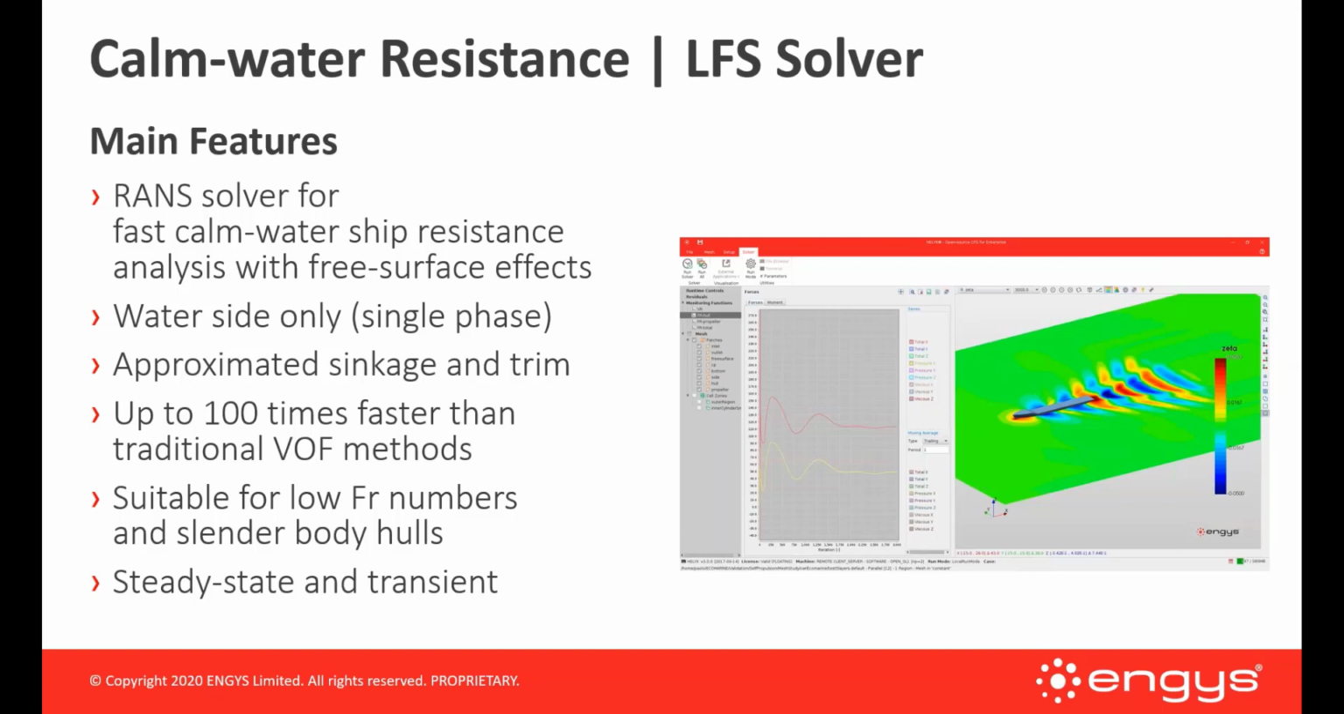And this is why we designed this solver, which is basically a hybrid method between a traditional RANS methodology and a free surface effect. It actually models one side of the domain, just the water side, and applies a linearized free surface boundary condition on the top. And as such, it can compute both the hull resistance and also approximate sinkage and trim. Because of its internal formulation, it runs up to 100 times faster than traditional VOF methods.